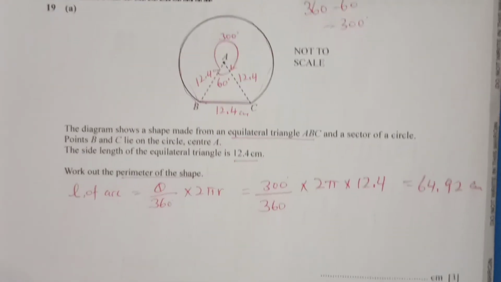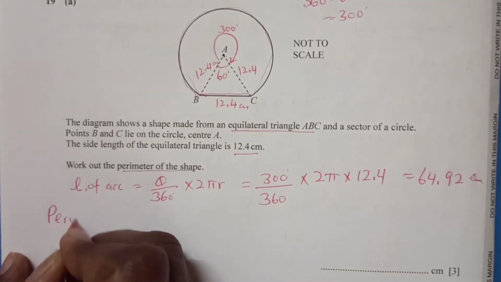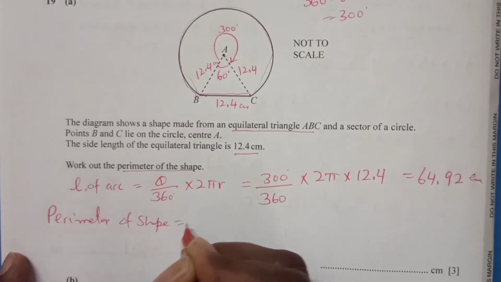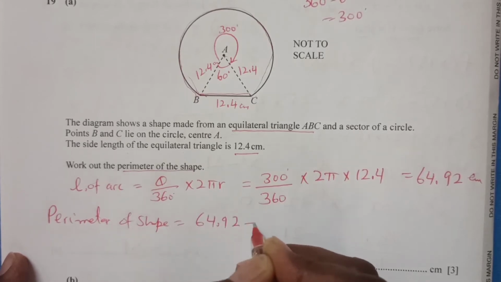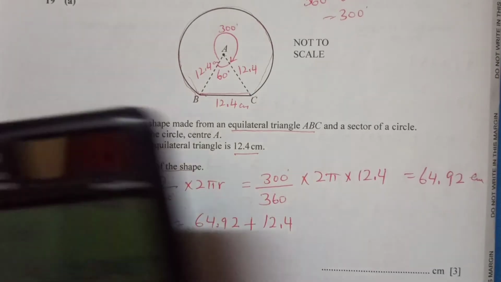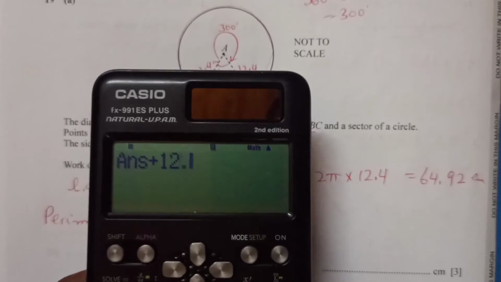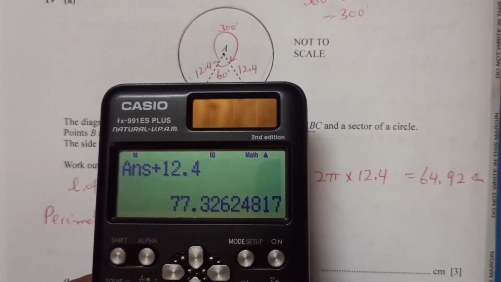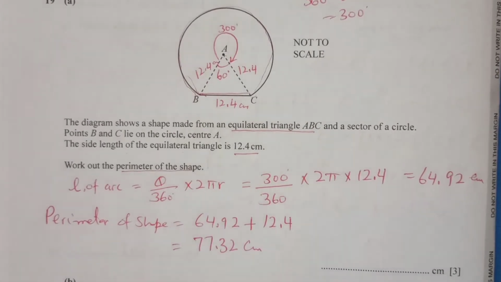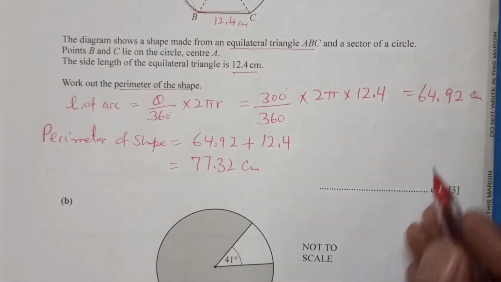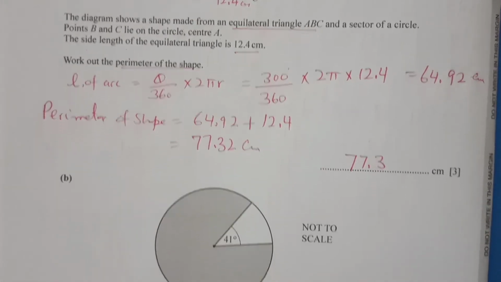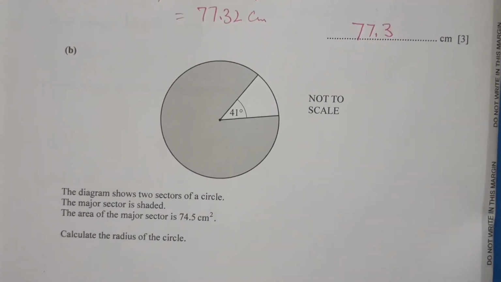here 12.4. So we will write down the perimeter of the shape will be 64.92 plus 12.4. So plus 12.4, so 77.32. So 77.32 centimeters. But remember to write down the answer in 7.3 centimeters. Right? Now part B, you can see another shape here.